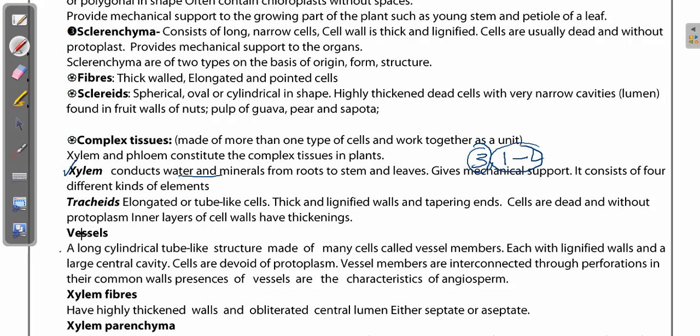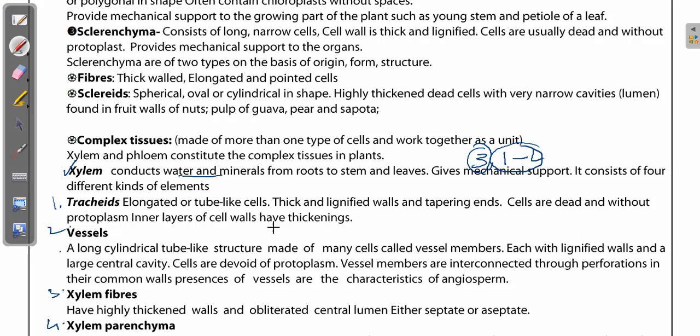Here you can see the different components. First is the tracheids, second is vessels, third is xylem fibers, and fourth is the xylem parenchyma, which is the only living component inside the xylem tissue. The tracheids are long tube-like structures, and the cells are dead without protoplasm, and the cell walls have a lot of thickenings. Next you can see the vessels.